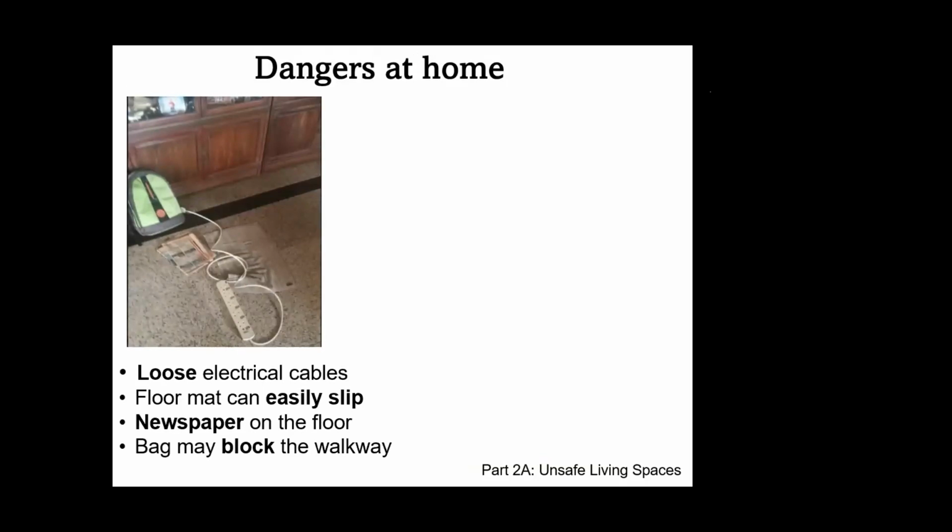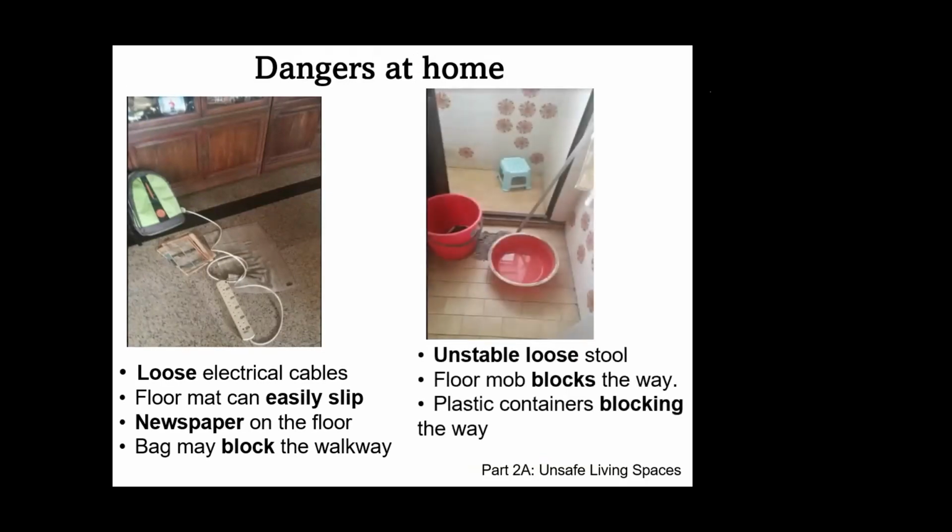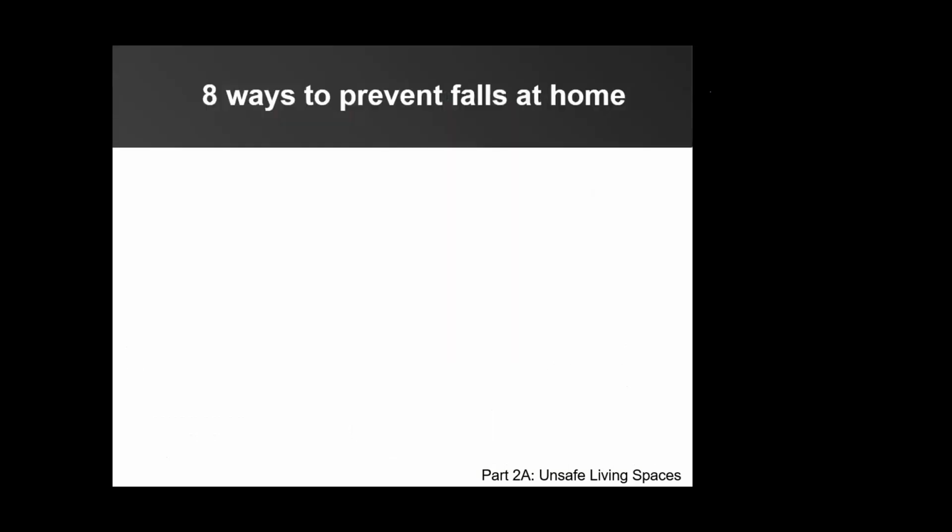Loose electrical cables, you talked about it. Floor mat easily slips, newspaper on the floor, and also the pail is blocking the way. Unstable loose stool, floor mat blocks the way, plastic containers blocking. Very good. Now we talk about 8 ways to prevent falls at home.